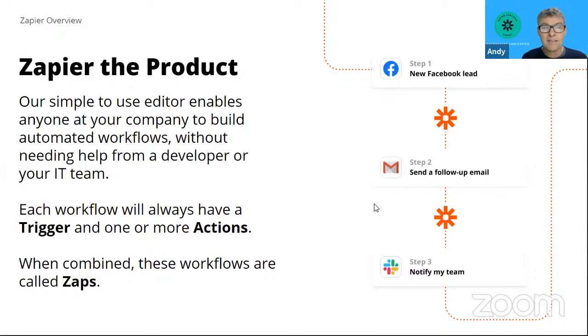So the great thing about Zapier is that it's as simple as it can be for a lot of different tasks. It means that you can build automatic workflows without the need for a developer or a full IT team. And lots and lots of small and medium-sized businesses are using it without a developer and without an IT team.